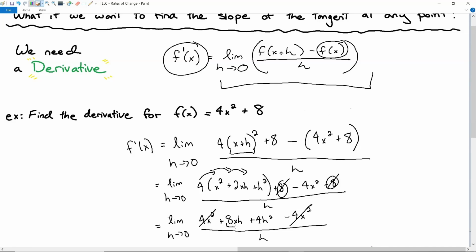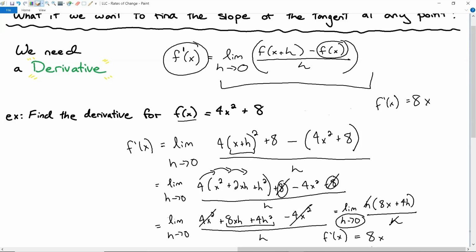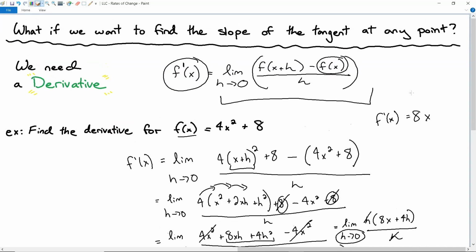In the two terms that are left on my numerator, they both have an h as a variable, so I can factor that out. And once again, just like the previous example, I can get rid of the h on my denominator. I can now finally set h to 0, and what I'm left with is 8x. So the derivative of f of x, being 4x squared plus 8, is 8x. And what that means is I can plug in any value of x here and solve for the instantaneous rate of change at that point on the function. So for example, let's say I wanted to figure out what the slope is when x equals 3. I'm just going to plug that value in, and I see that it's a value of 24.